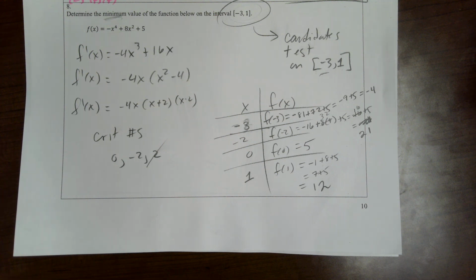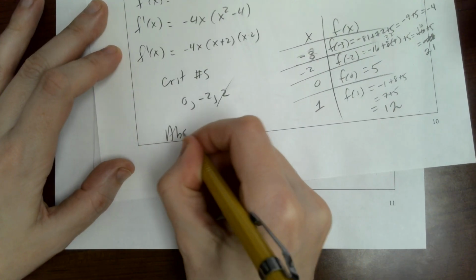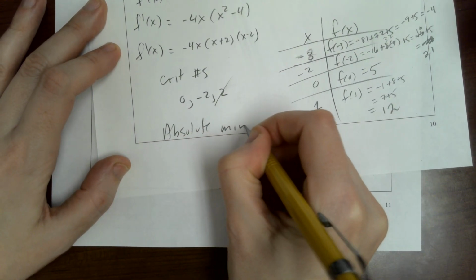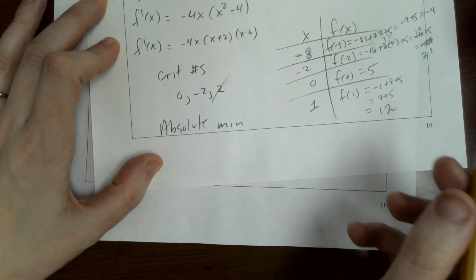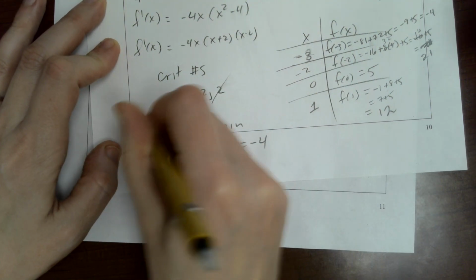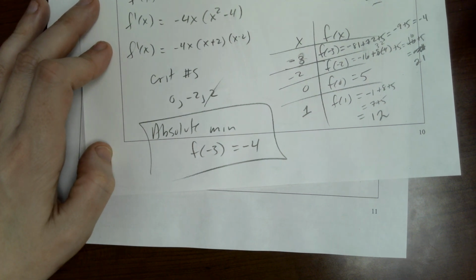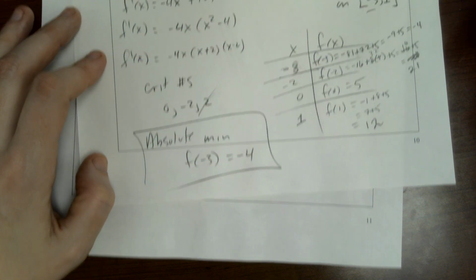Alrighty, they were asking for determine the minimum value on that interval. So it is f of -3 equals -4. So the absolute min is f of -3, which is -4. So that happened at an endpoint. It didn't even happen at a critical number.